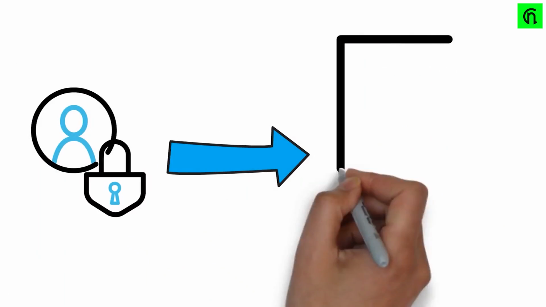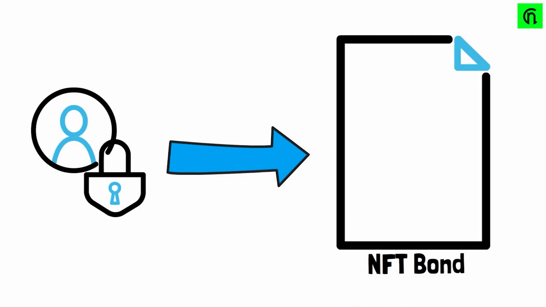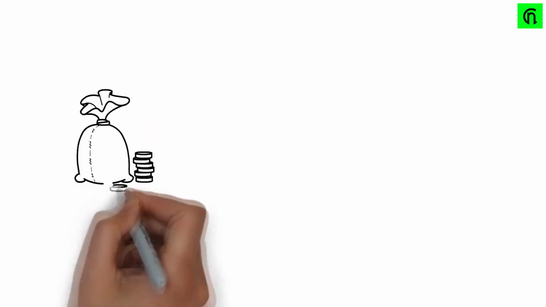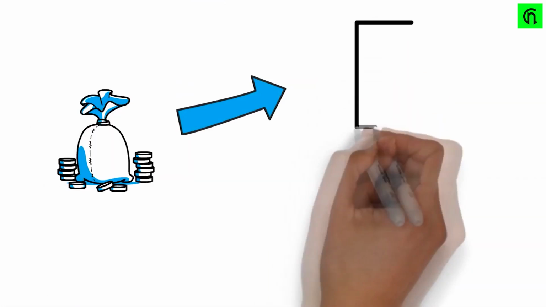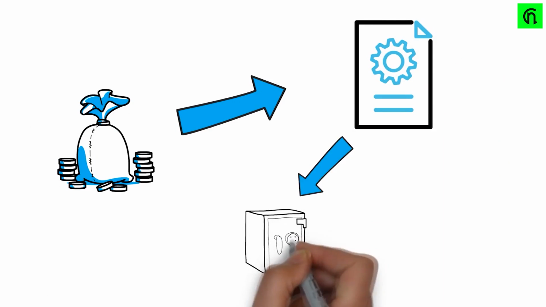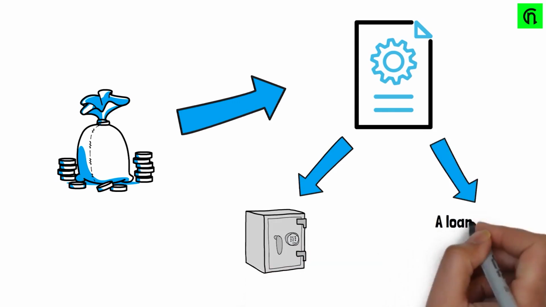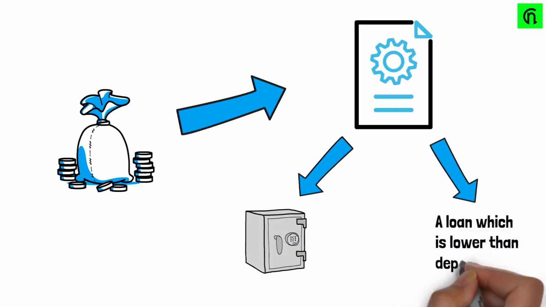To make it easier, let's explain simply what the AADA NFT bond is. To use the AADA platform, a user has to lock their deposit into a smart contract. When a deposit is successfully locked, the user can either keep their deposit and earn interest or take a loan of any other asset available on AADA. Keep in mind that users can only take a loan that is valued less than their deposit.